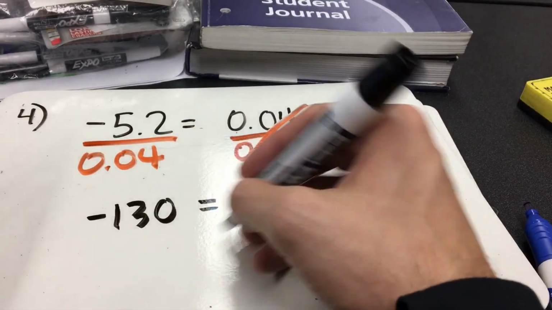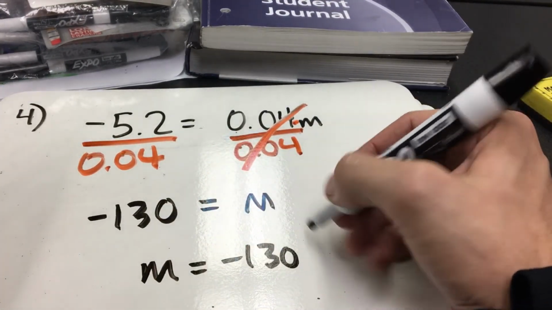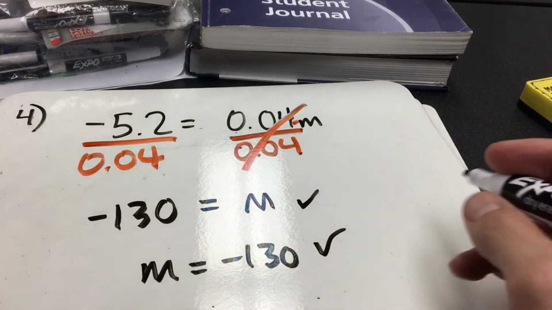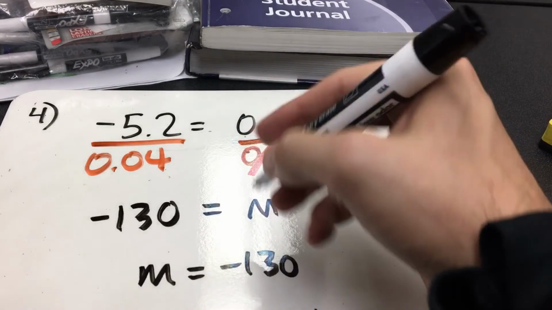If this really hurts your brain, could you flip everything around and say m equals negative 130? Is that the same thing as this? This and this? That's the same thing. So don't let that bother you. So there's our answer. M equals negative 130.